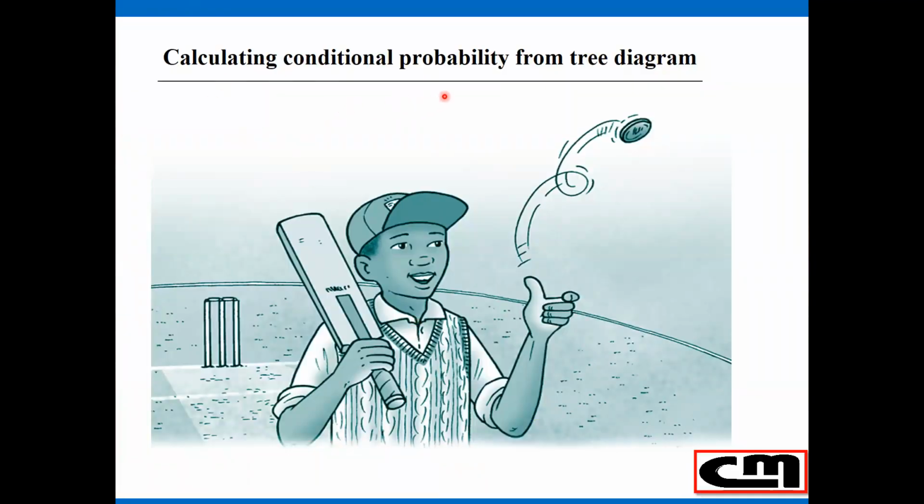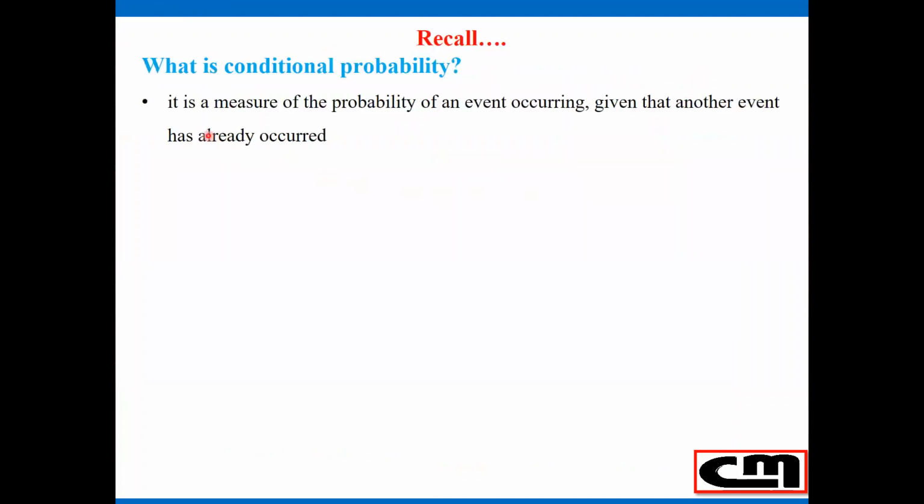Calculating conditional probability from tree diagram. Let us recall what conditional probability is. Conditional probability is a measure of the probability of an event occurring given that another event has already occurred. Here is the formula for calculating conditional probability.